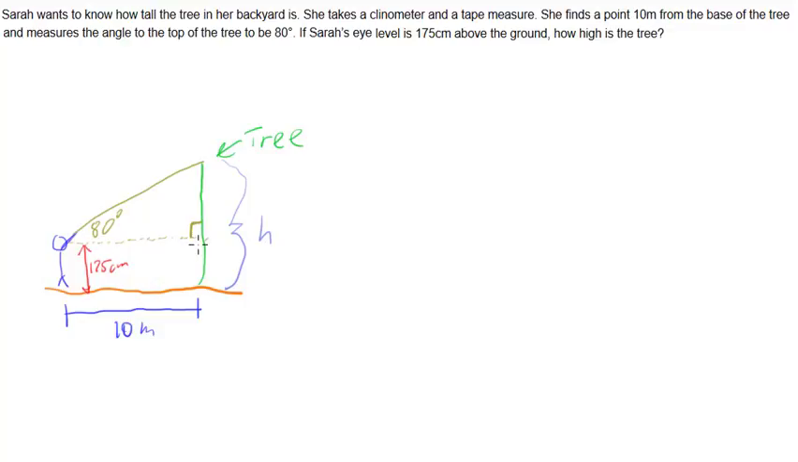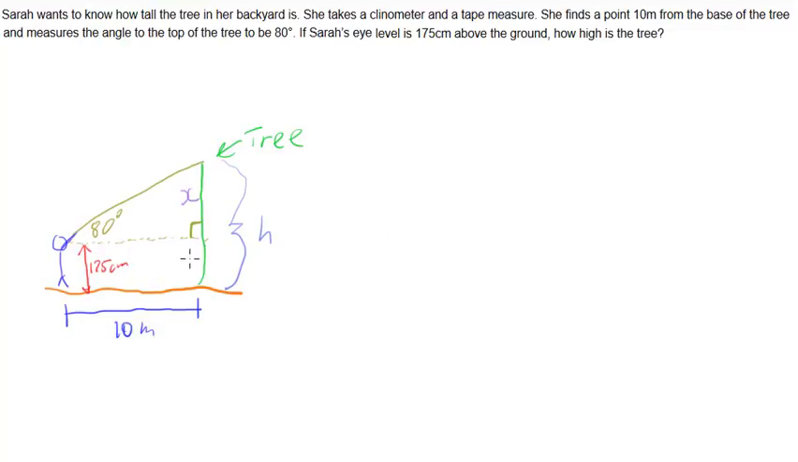How that triangle is going to help is, I have this much of the height. I have Sarah's height of 175 centimeters, but I still need the rest of the height of the tree. Why that's going to help me is I can use this triangle to find this side of the triangle that I'm going to label X. And that side will give me the height of the tree above Sarah's eye level.